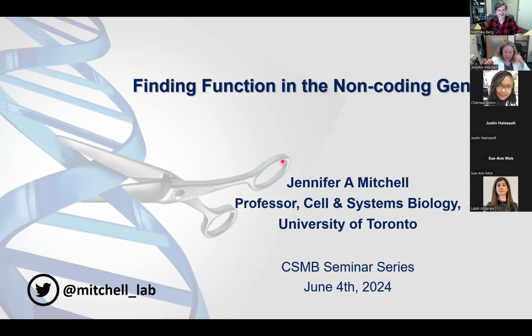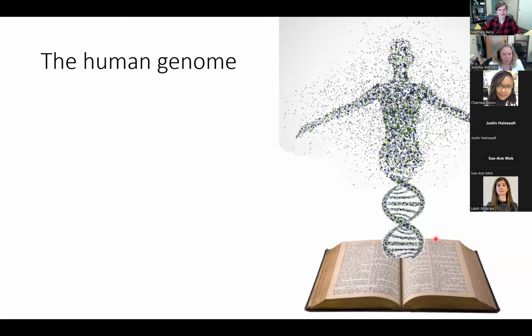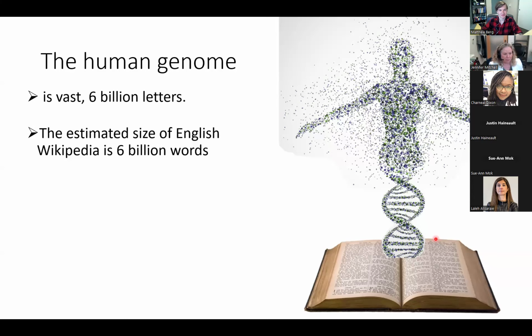All right. So I'm going to share some of our work looking for gene regulatory elements in the non-coding genome and trying to understand how they function. If you think about the size of the human genome, it's really massive. It's vast. It's around 6 billion letters, and that can be hard to visualize. So I looked for correlates, and the estimated size of English Wikipedia is close to 6 billion words. So it's a good correlate.